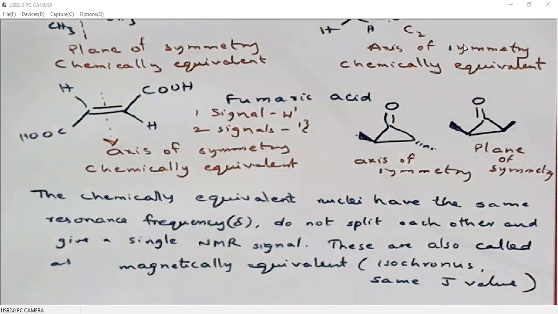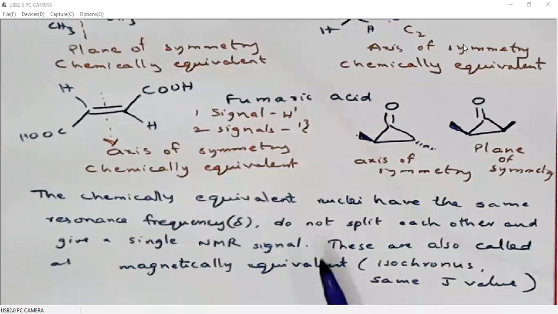Therefore, this type of protons are called chemically equivalent protons. So these nuclei themselves are called chemically equivalent. Because they are chemically equivalent, they exhibit the same delta values and they do not split each other.